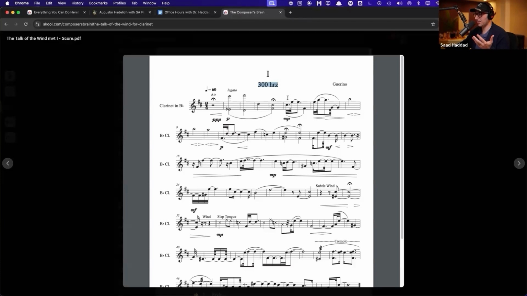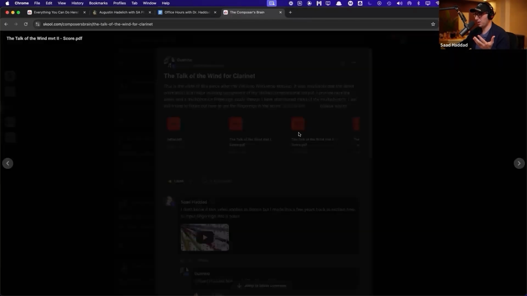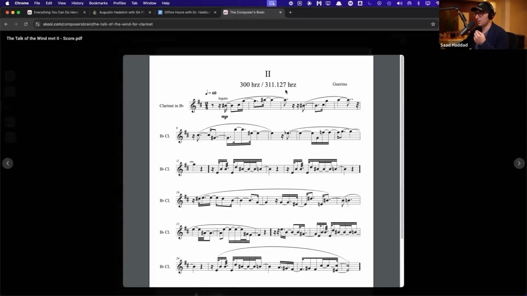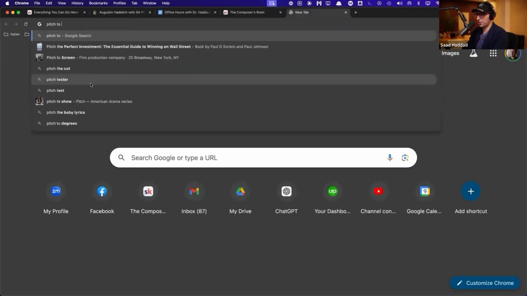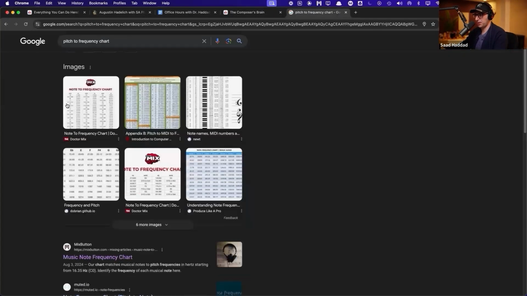He's labeling things like 300 hertz. He's labeling things like 311 hertz. He's naming pitches in terms of their frequency instead of the actual note. He's not saying E. He's saying 300 hertz, 311 hertz. And if we go to a pitch to frequency chart, you can actually figure these things out.